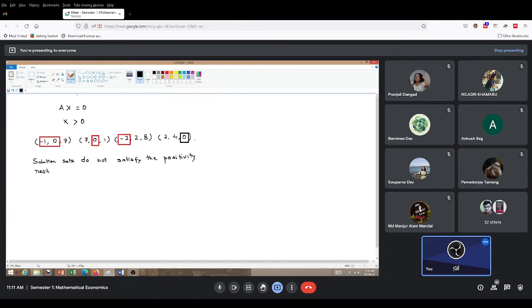So we see that the solution sets do not satisfy the positivity restrictions. Therefore, we cannot choose between the solution sets, we are left without a solution. This is also possible. So this is a possibility, and if this possibility arises, then the equation system does not have a meaningful solution.